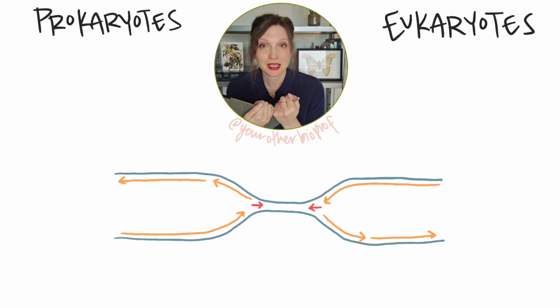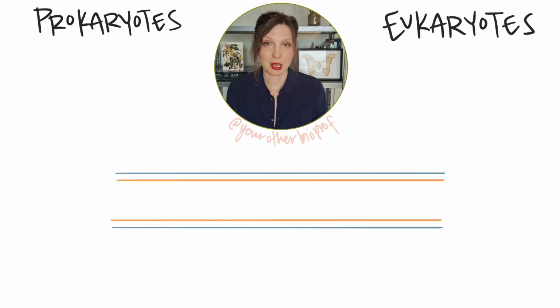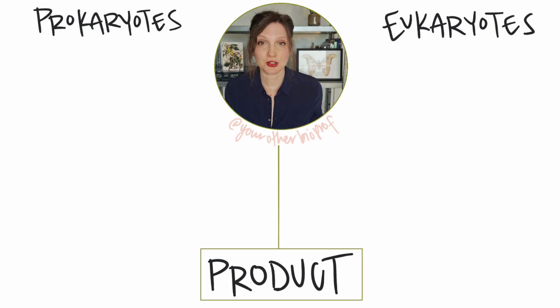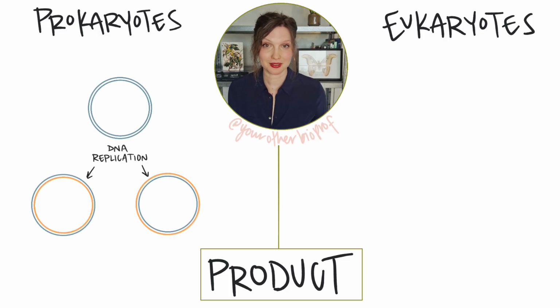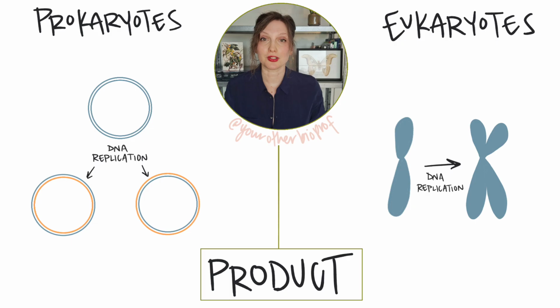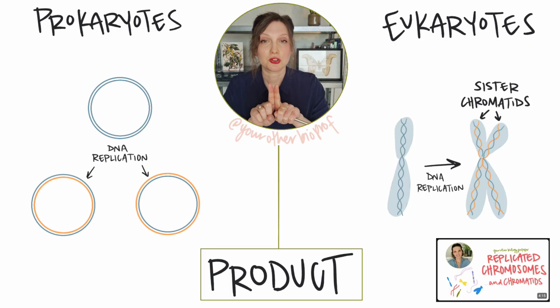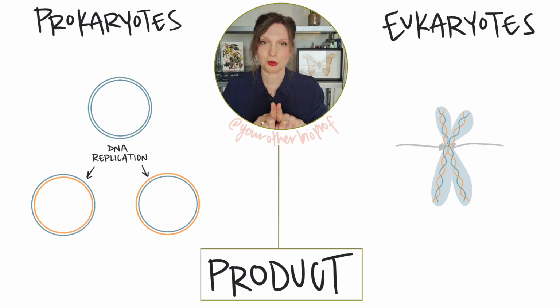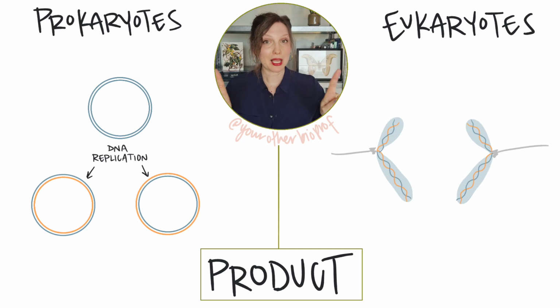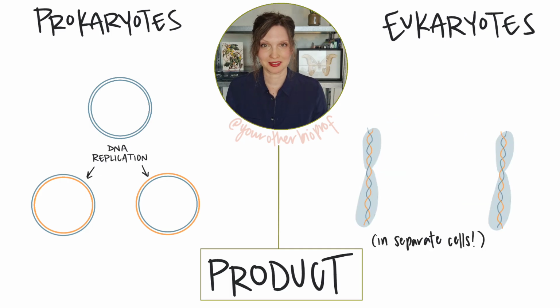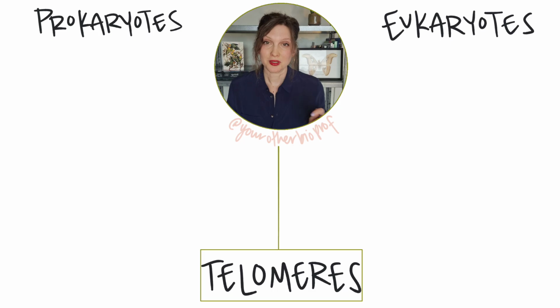When replication forks meet, the DNA replication machinery disassembles and the daughter DNA molecules are separated. In prokaryotes, you've just created 2 separate circular chromosomes. But in eukaryotes, the result is 1 replicated chromosome made up of 2 sister chromatids, identical molecules of DNA wrapped up with proteins that will later be separated during cell division. Those eukaryotic chromosomes may have shortened a bit as well.